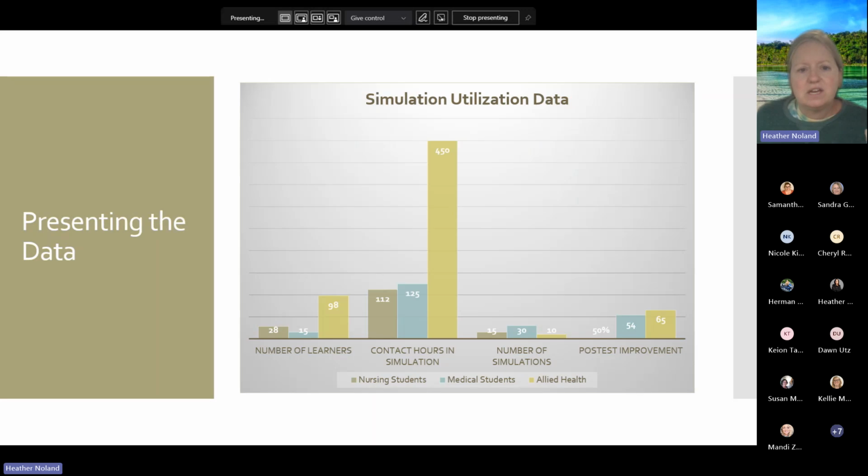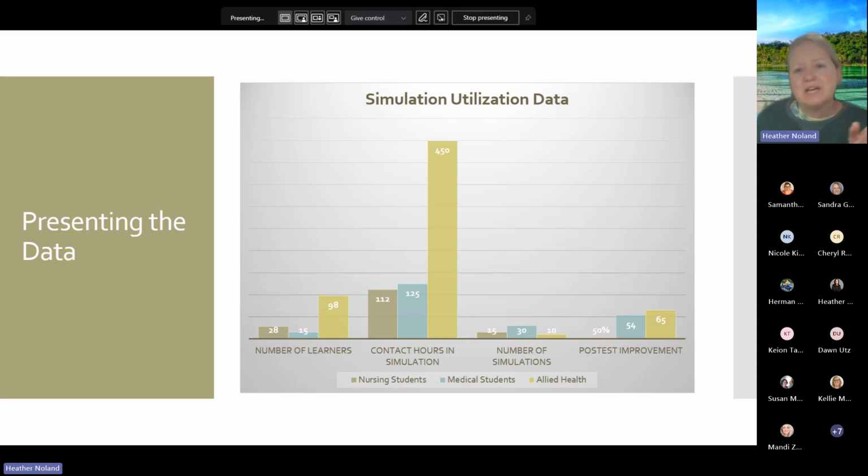Additionally, you can look at things like utilization data. Those of you that utilize our virtual learning center know that we need your numbers. We need to know how many learners are coming through, how many simulations they're going through. You can look at contact hours, like how many of the learners, and you'll see represented here 3 different buckets of learners. Who is the high usage of the contact hours, and you'll see the Allied Health has 450 on this graph. This is all fictitious data, by the way.